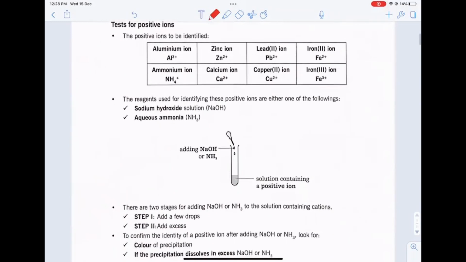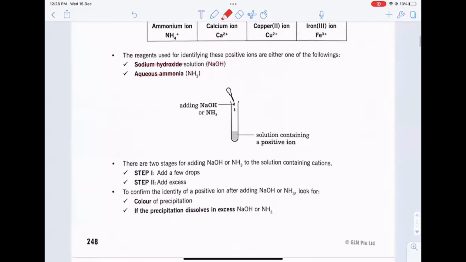For cations, we can use sodium hydroxide solution, NaOH, or aqueous ammonia to identify the cations. So what can we do? To a solution containing a positive ion, we can add aqueous sodium hydroxide or aqueous ammonia to see what the change is. There are 2 stages for adding the sodium hydroxide or ammonia. The first one is to add a few drops, then later add in excess, and then write down what you see. What are your observations?